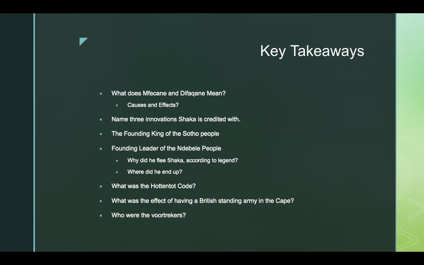And what was the form that he took them to prominence, if you will. Let's talk about the founding king of the Sotho people and the founding king of the Ndebele people. What was the reason that the founding leader of the Ndebele people fled Shaka's rule? Where did he end up eventually? Who did he marry? What was the hut tax code? What was the effect of having a British standing army in the Cape? There were a couple of different ones. And who are the Voortrekkers?